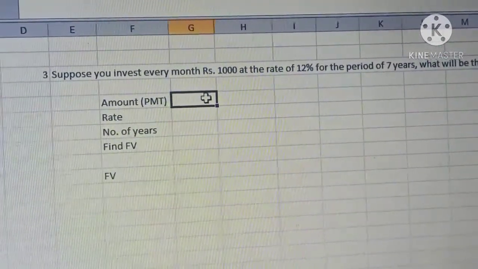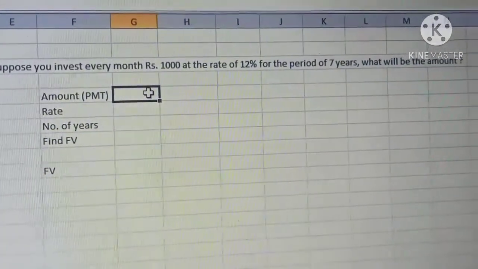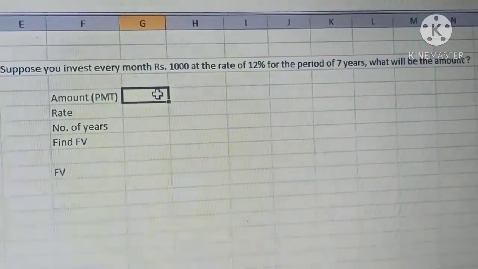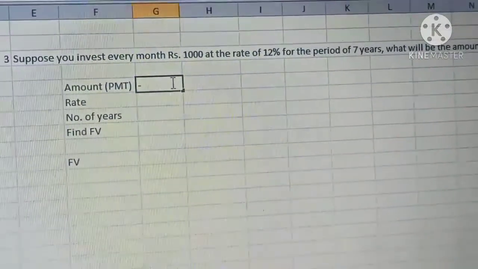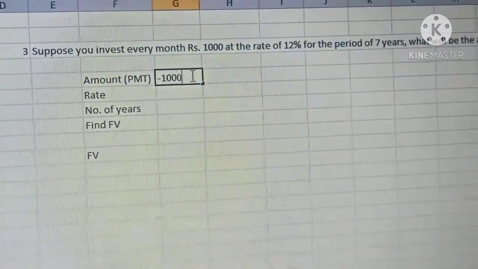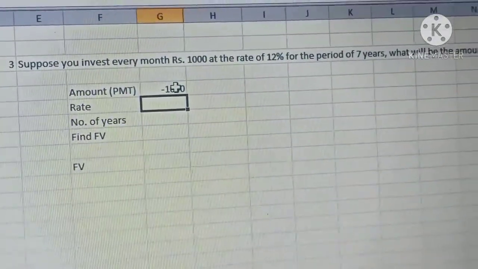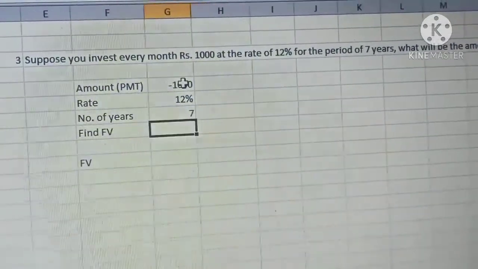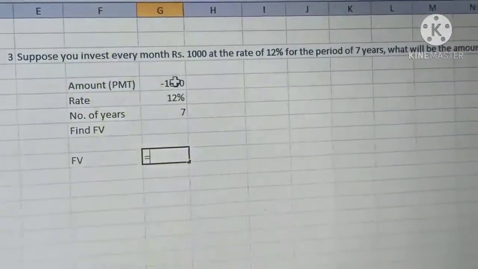Suppose you invest every month rupees 1000 at the rate of 12% for the period of 7 years. Then what will be your amount? If you invest every month rupees 1000, that is your PMT. You are investing 1000 every month. Rate is 12% for the period of 7 years. Then what will be your amount after 7 years?